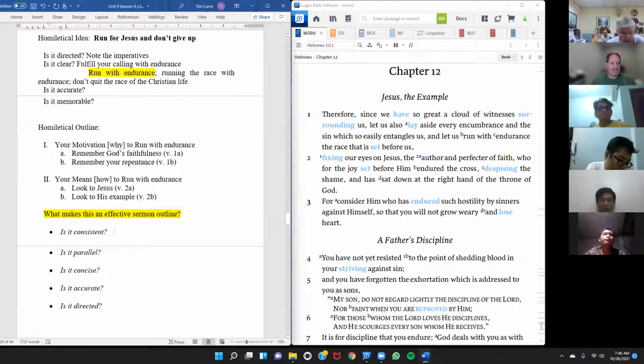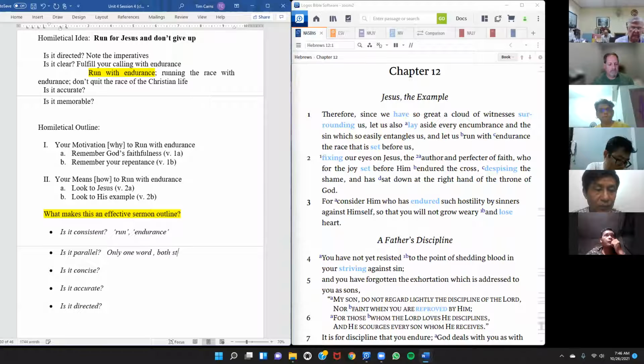But notice, is the outline consistent with the homiletical idea? Again, we'll just go with the original one for now. Yes, the word run connects to both the idea of running and the idea of endurance. And then, is it parallel? Looking at the outline points, are they structured similarly? Notice, your motivation to run, your means to run. There's only one word that's different: motivation in the first point, and in the second point, means. And they both start with the letter M. So that also can be helpful to make it memorable.